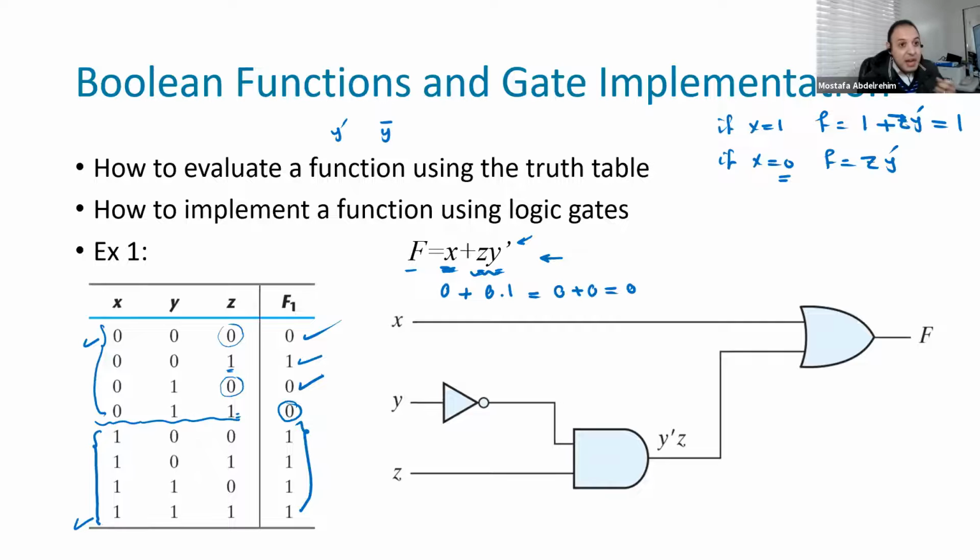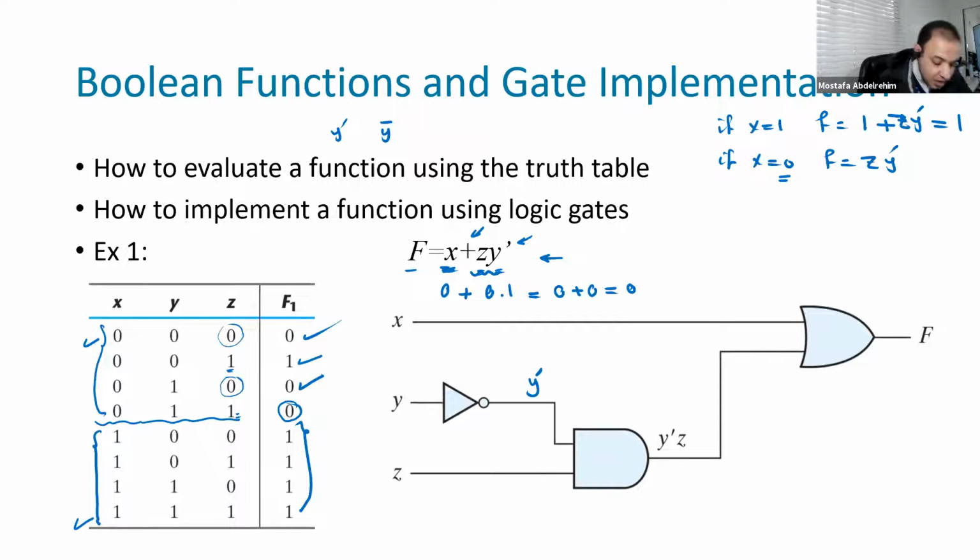Now if we want to construct a digital circuit that represents f, just look at the equation. It's x or z and y bar. So basically we need y bar, not y. So we need an inverter. The output of this inverter will be y bar or y prime, which is the complement of y. Then we need an AND gate to AND z and y bar together. Then we need an OR gate for x and z y bar.